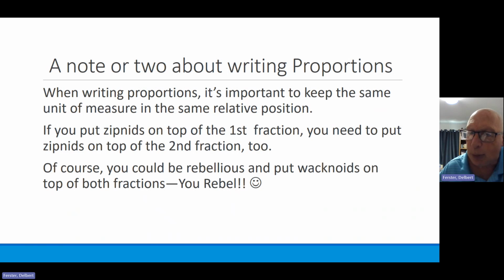All right. And again, you've kind of already heard this in a previous discussion. When you're creating the proportion, you have some flexibility. You just have to be consistent. So whatever quantity you're indicating on the numerator of your left side fraction, you want that comparable quantity indicated on the numerator of the right side fraction. All right, so for the last problem, we put zipnids on top in both cases. But if you're feeling particularly rebellious, you could have put whacknoids on top as long as you had been consistent and put them on top of both fractions.